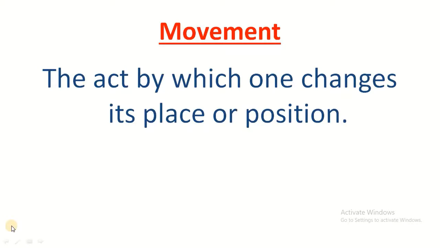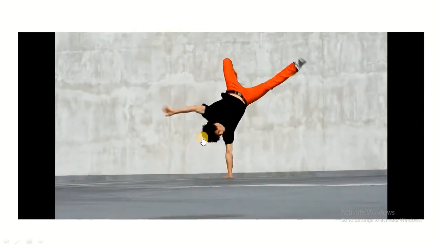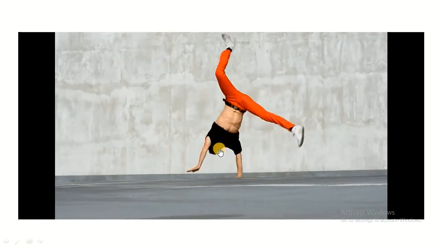Movement, which is our second parameter, means the act by which one changes its place or position. For example, if someone is able to go from point A to point B on their own, then we can call it a living being. As you can see in this video, the person is constantly changing position. He is performing some highly complex movements, but you should not follow this person because he is highly trained and has a lot of practice. It needs a lot of practice to do such movements.